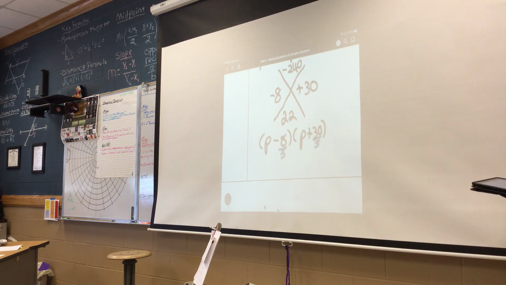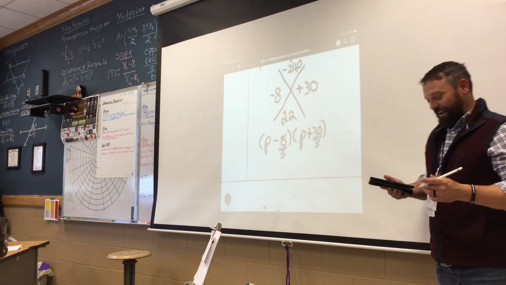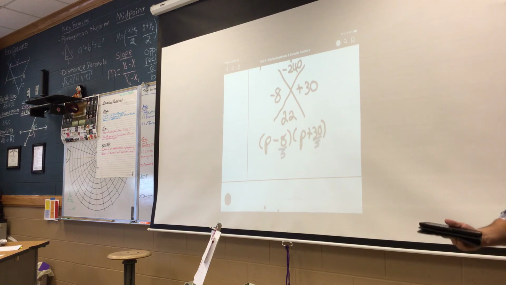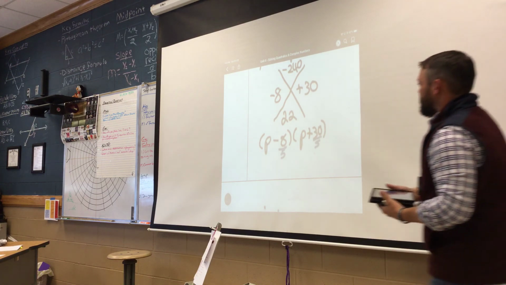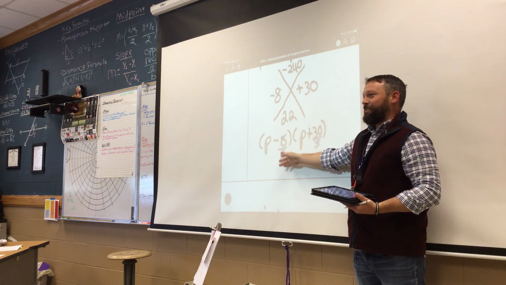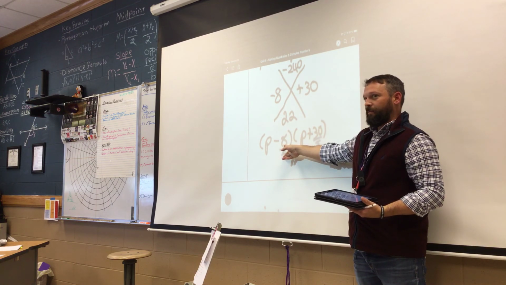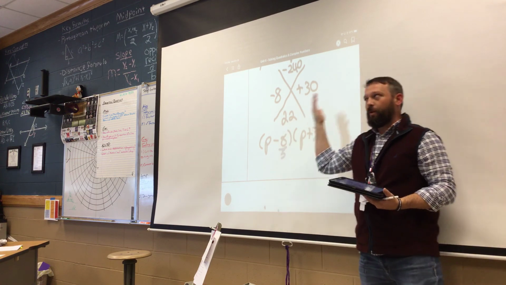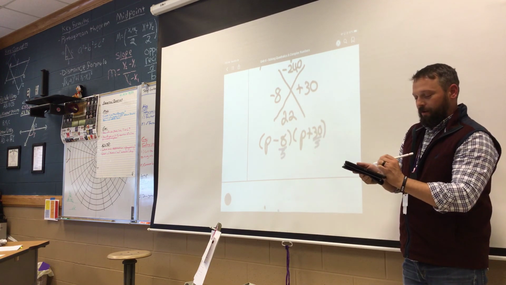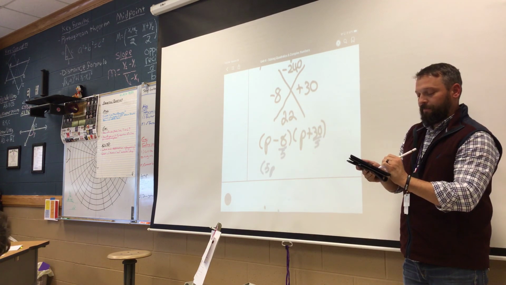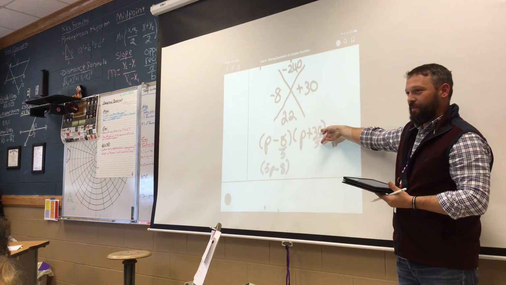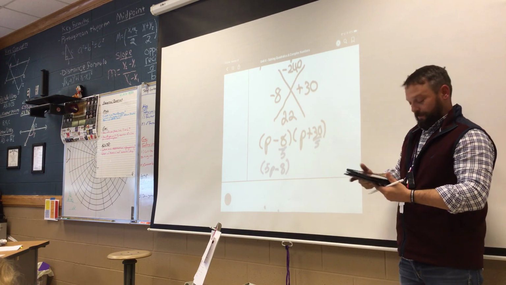8 divided by 5 is an even number? No. So is it reduced at least? No. 8 over 5, is this reduced as low as it can go? Yes, it's reduced, because there's nothing that goes into 8 and 5, other than 1, of course. All right, so I can rewrite that. Now 30 over 5. It'll be 6. Yeah, that goes down.